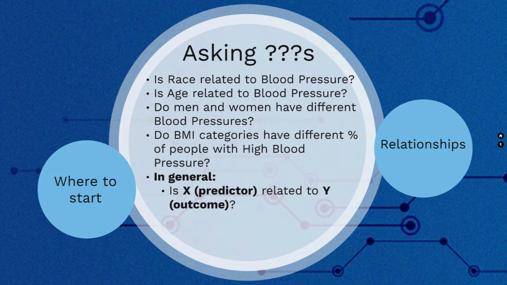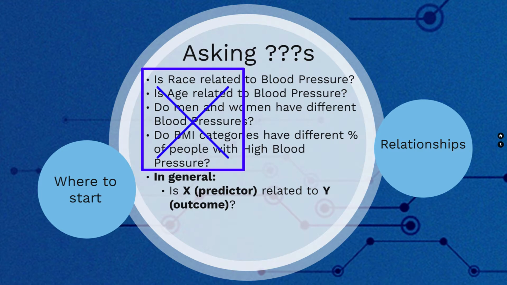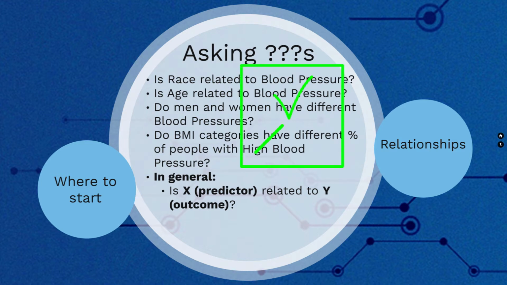In the first question, one variable is race, the other variable is blood pressure. In the next question, age is a variable, blood pressure is a variable. In the fourth question about BMI categories with a different percentage of people with high blood pressure, that's where you've taken the blood pressure value and created an indicator or a cutoff variable for high versus normal blood pressure. In general, you can see that the pattern of all of these questions is a predictor or X variable related to Y, the outcome. Is there a relationship between these two variables?